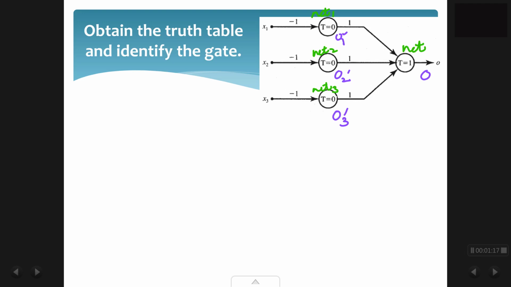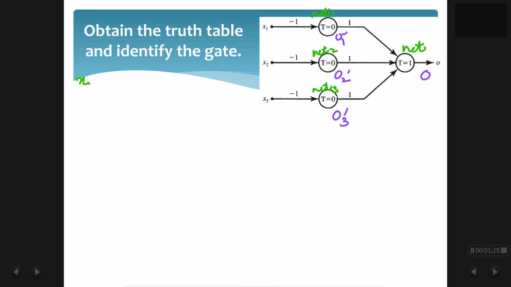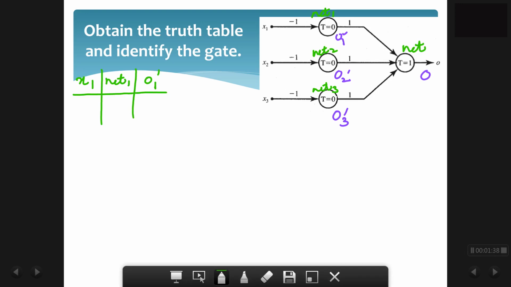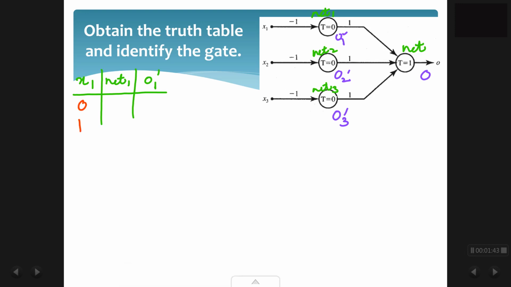So we need to calculate. Now to the first neuron we have only one input, and hence for the first neuron I can write the truth table in the form of x1 and net 1 and O1 dash. So input can be either 0 or 1. So when the input is 0, what is the net value? Net value is nothing but x1 into minus 1, that is net 1 is nothing but minus x1.